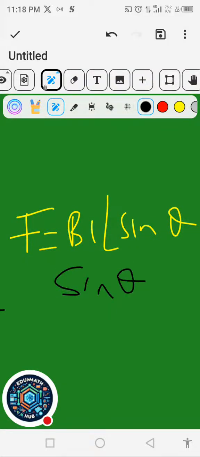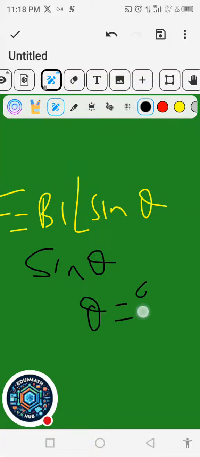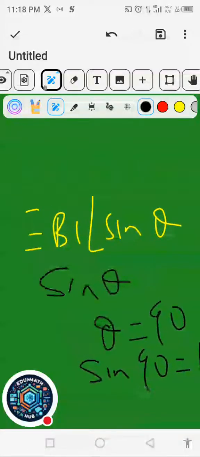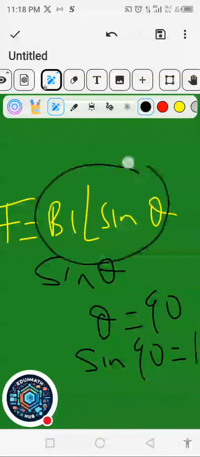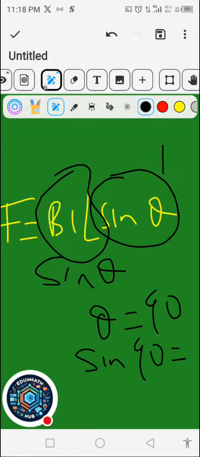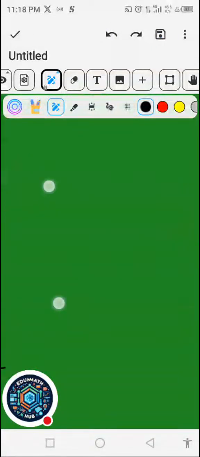Sin theta is always maximum when theta is 90, Abi, because sin 90 is 1. That's the highest value you can have for theta. You can never have anything greater than 1. So the highest value that this thing can be is when everything here is equal to 1. If everything here is equal to 1, then this formula will change. It will be BIL times 1. And what will you get? You will still get that BIL. So that means F equals BIL.